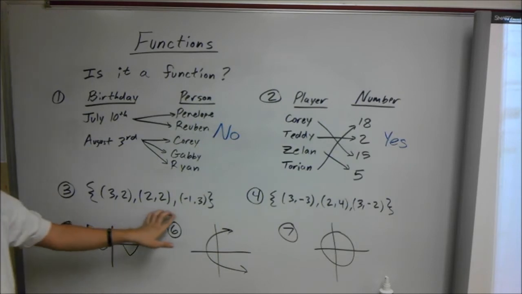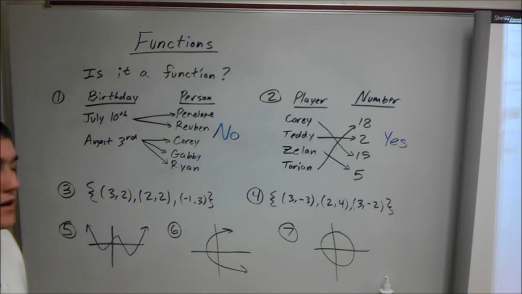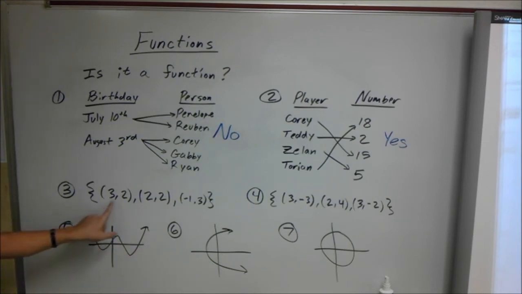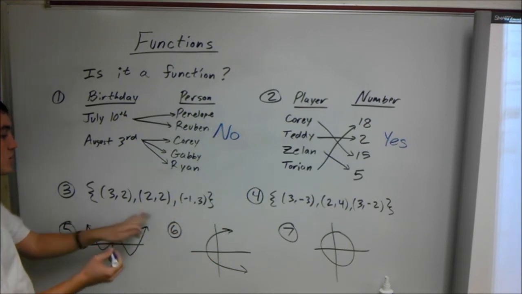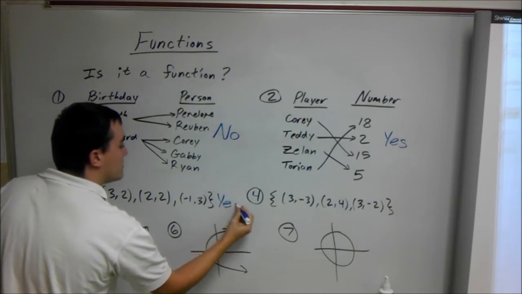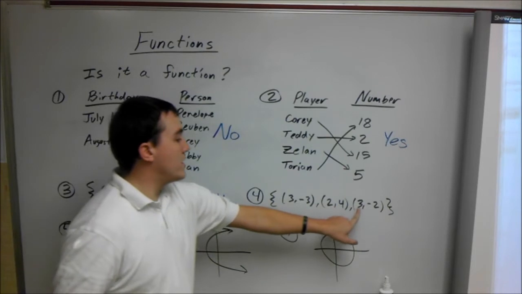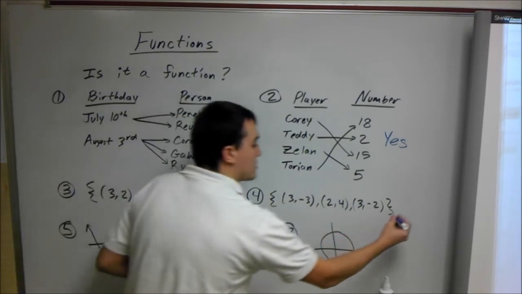If you're just looking at points, just look at the x values. If you have any of the same x value, it's not a function. So we have 3, 2, and -1. So this is okay. This is a function, yes. Here we have 3, 2, and 3. So no, this is not a function.